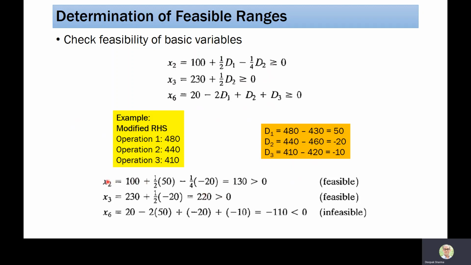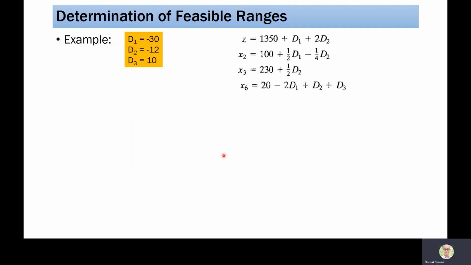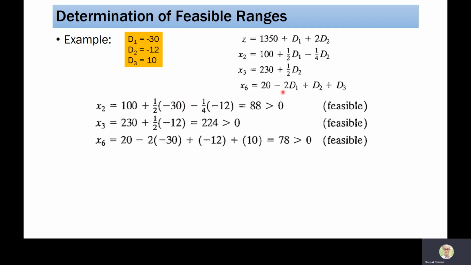If I include these in our equations, the conditions are feasible, feasible, and the last one is minus 110, which is smaller than 0. So it is infeasible, and we know that this particular change is not acceptable. Let us take another example where we have D1, D2, D3 included in this equation. We can see that X2, X3 and X6, all of them are greater than 0. So this is the feasible range.